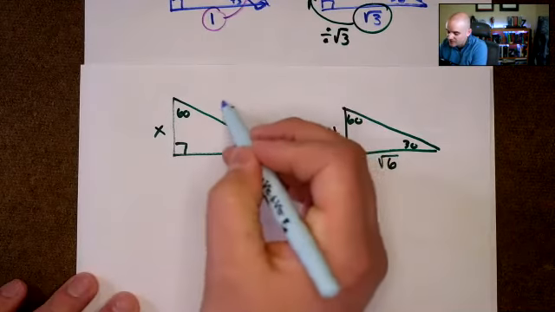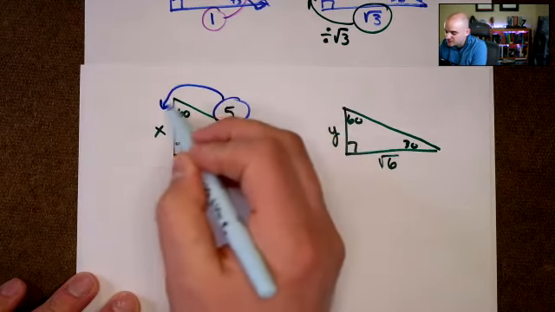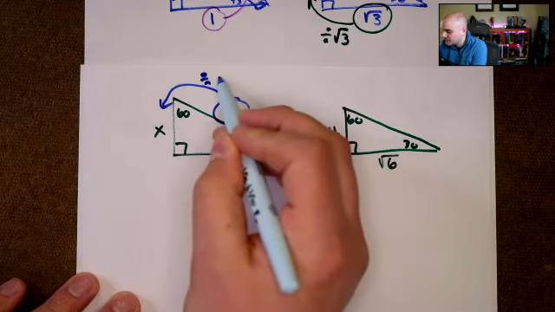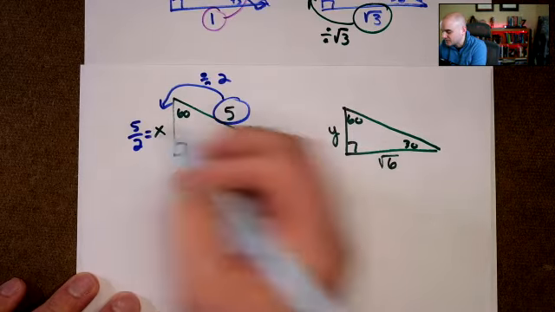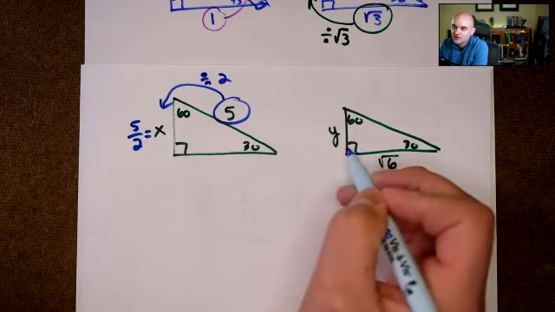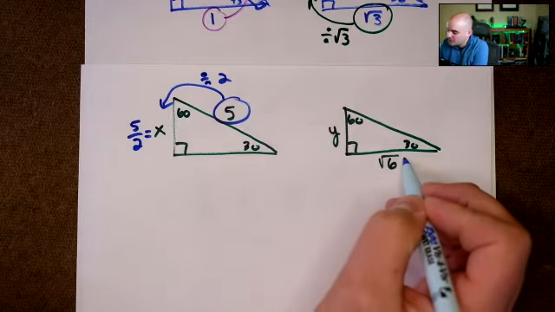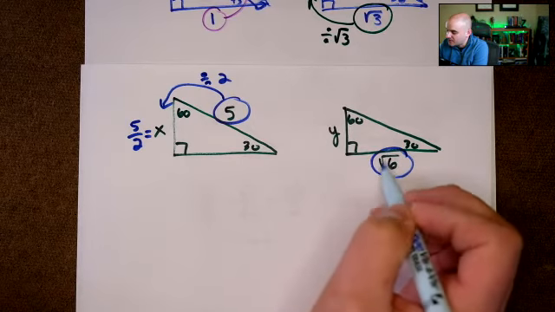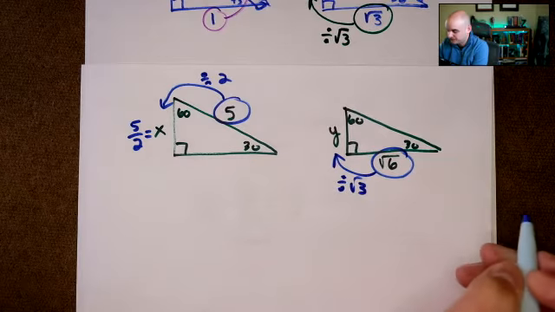Right here we know the hypotenuse is 5. So if I divide 5 by 2, I'll get the short leg. And so the short leg becomes 5 over 2. That's your value for x there. If you know the long leg and you're wanting to know the short leg, then I'm going to divide this guy right here by root 3. So I want to divide by root 3.